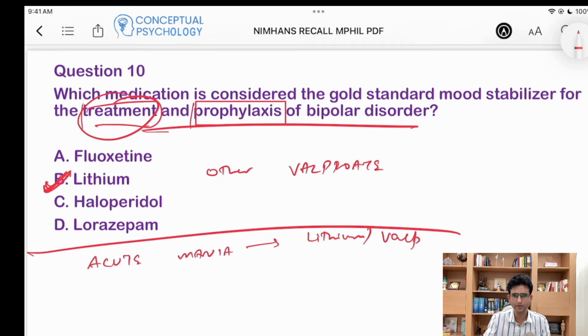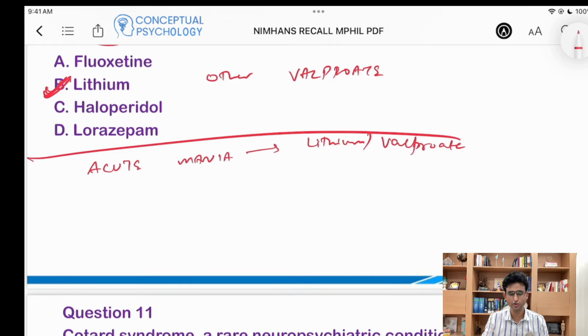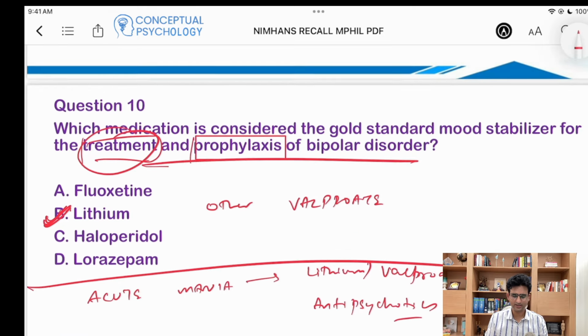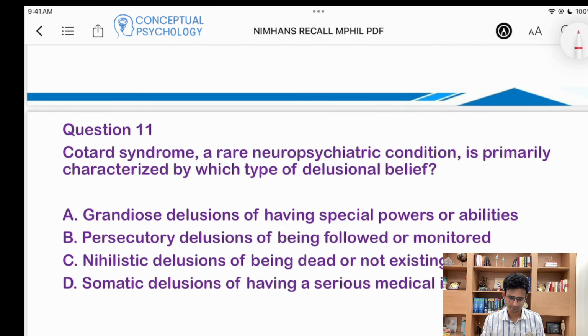So lithium and valproate are considered as mood stabilizers. They stabilize the mood. They keep the mood euthymic. They prevent mood going on the upper side of the range or the lower side of the range. They prevent manic symptoms and the depressive symptoms. So lithium and valproate are mood stabilizers, and you can also use antipsychotics for acute mania. But they are talking clearly about both treatment and prophylaxis, so lithium becomes the better answer.